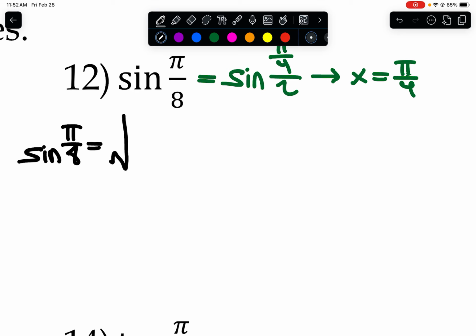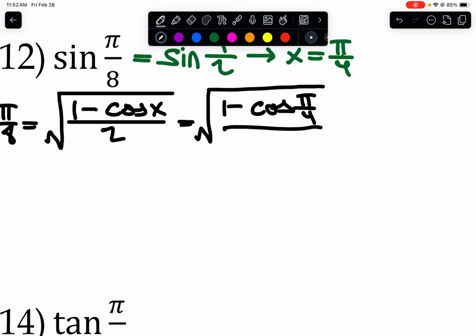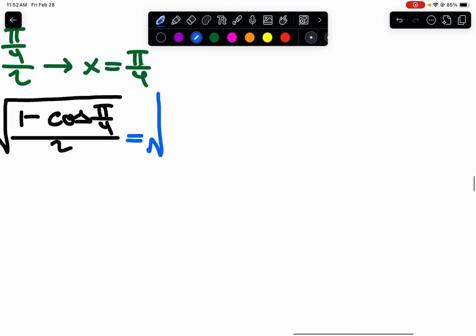So this is going to be the square root of 1 minus cosine of x, all divided by 2. I really should have plugged in for my x value, but we'll do that next. So 1 minus cosine pi over 4, and then all divided by 2. As you can see, these are some real fun problems with those radicals. So now I'm going to plug in and actually start simplifying, or rewriting rather. So this would be 1 minus root 2 over 2, and then that's going to be all divided by 2.